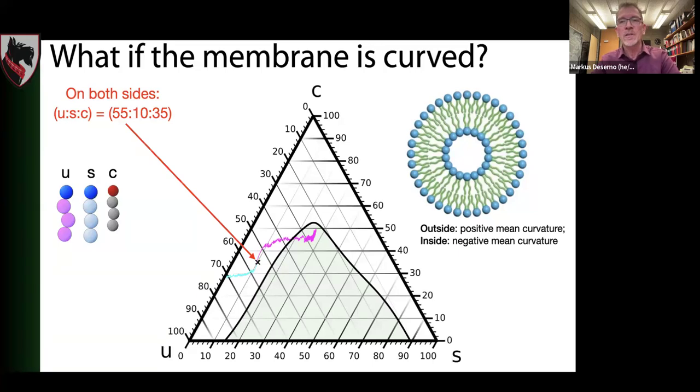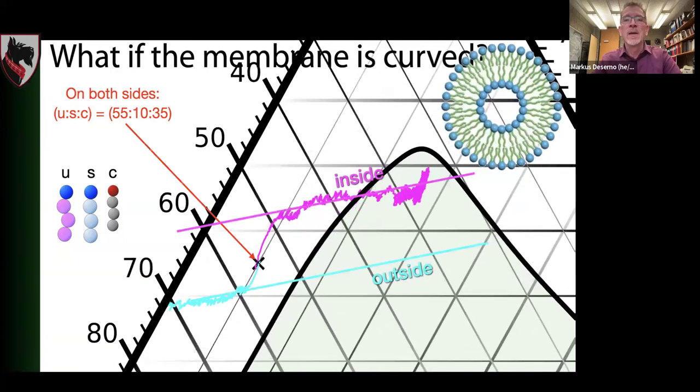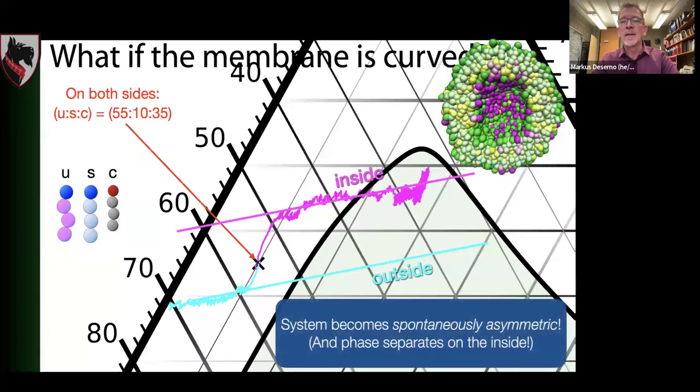So we started at that cross where both leaflets have exactly this composition, and then it turns out the inside increased in cholesterol, the outside depleted of cholesterol, the inside sucked up more saturated lipids, the outside depleted saturated lipids, the inside ran into the coexistence region and phase separated there, and the outside didn't. So that's interesting. You have a system which, without you doing anything, spontaneously became asymmetric because there was a drive for phase separation. You were close to a phase separation region, but the curvature helped you to sort it until something happened.